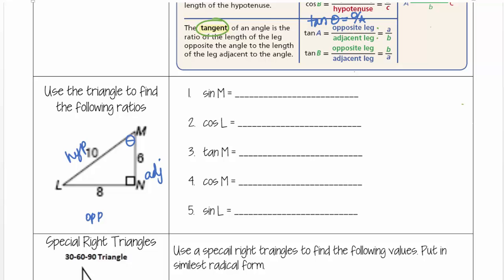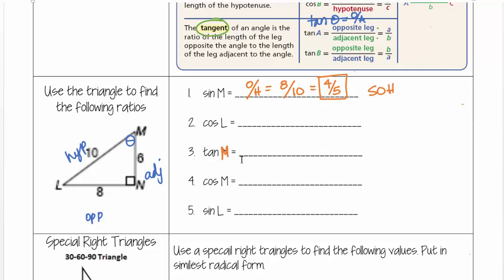So sine, the SO part, means that we're going to take our opposite and divide it by the hypotenuse. So our opposite side is 8, divided by the hypotenuse, which is 10. The sine of angle M is 4/5. So that just means the ratio of the opposite and the hypotenuse for whatever that angle is, 4 divided by 5.